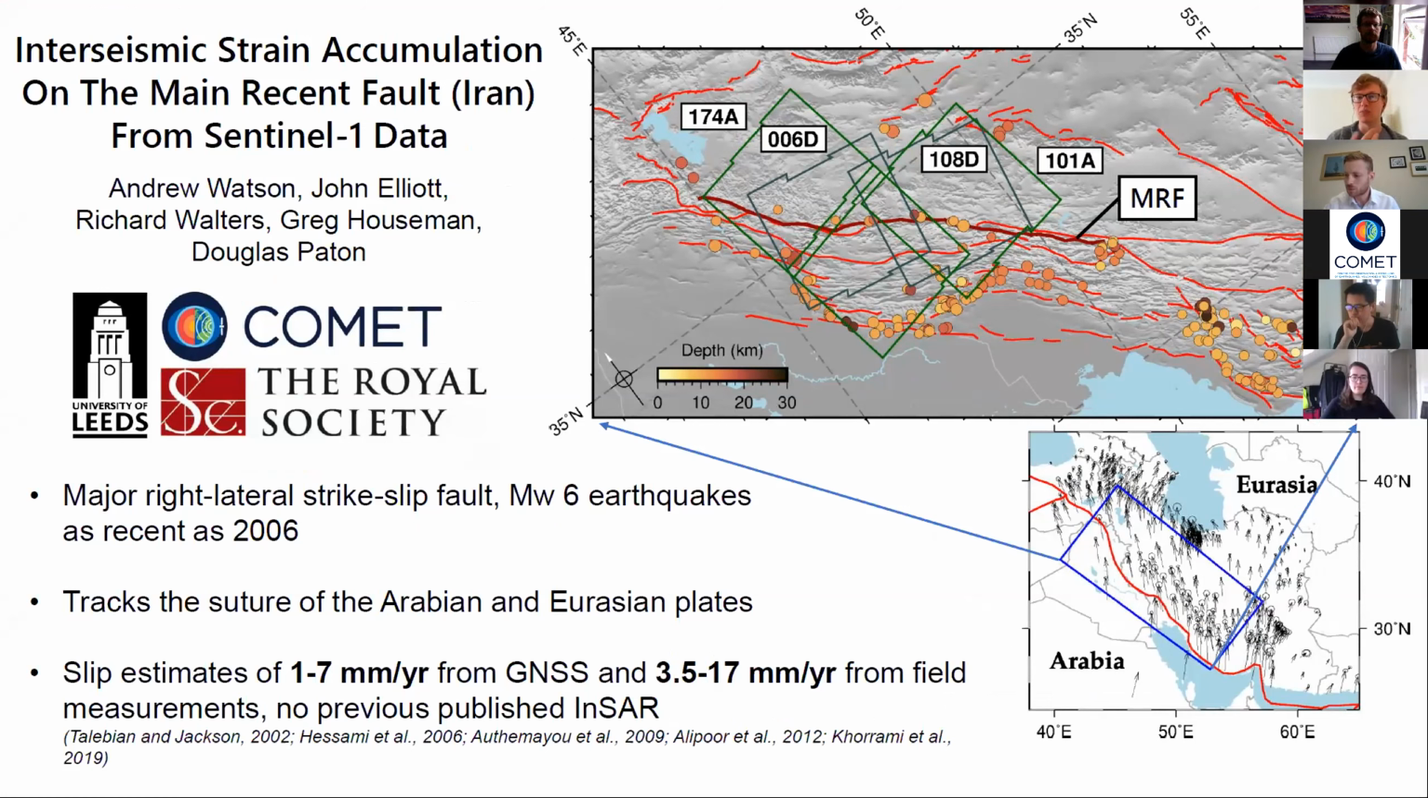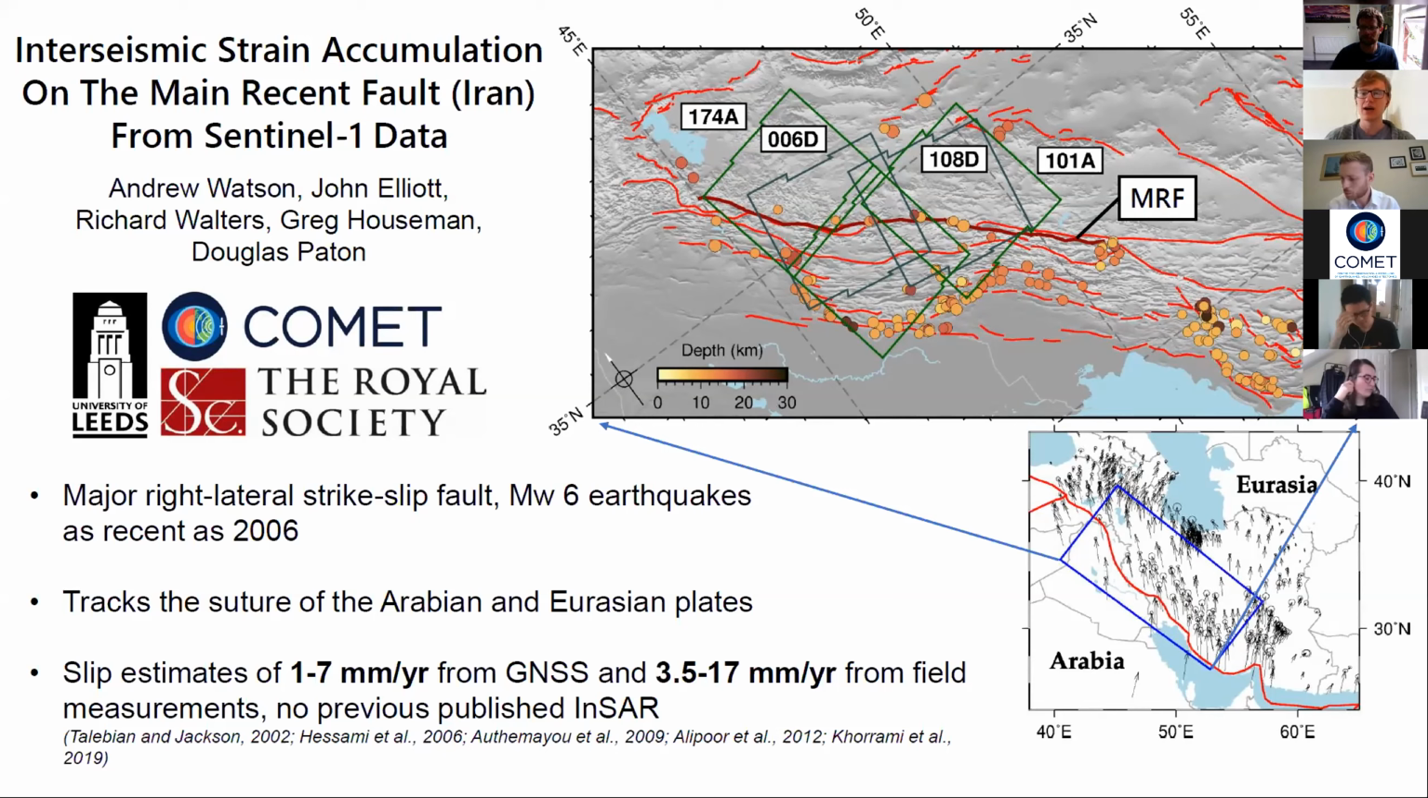So there's been some previous work to estimate the slip on this fault, and that's come from either GNSS estimates or geological, geomorphological fieldwork estimates. There's been no previously published InSAR work, so that's where we're stepping in. We're using Sentinel-1, looking at these 4 tracks up here, and we want to make velocity maps, and then we're hoping to expand further to a velocity field for the Zagros in Iran.